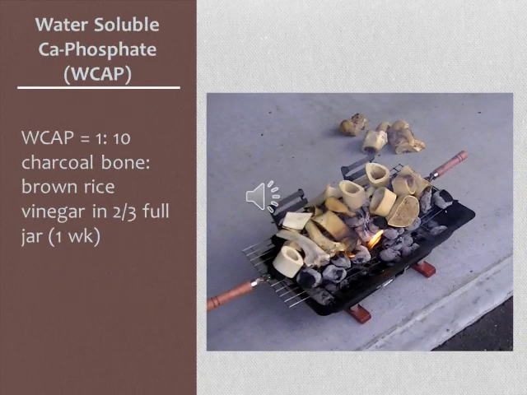Similarly, you can prepare water-soluble calcium phosphate by mixing 1 part of charcoal bone with 10 parts of brown rice vinegar in a 2/3 full glass jar and let the solution soak for 1 week, then screen out the bones to collect your water-soluble calcium phosphate.